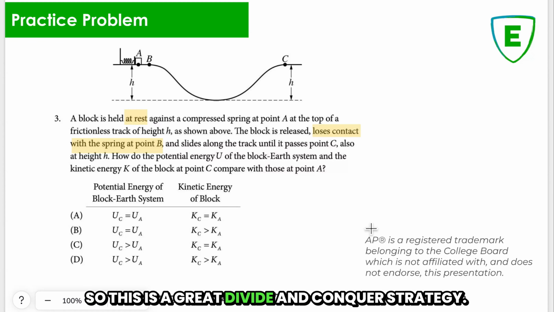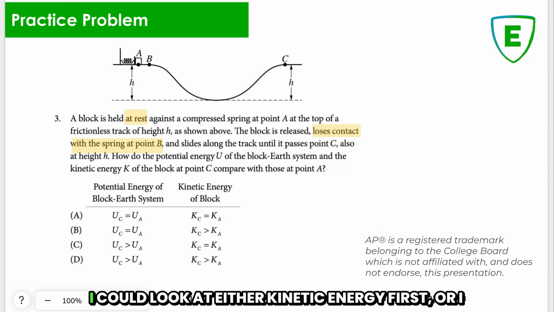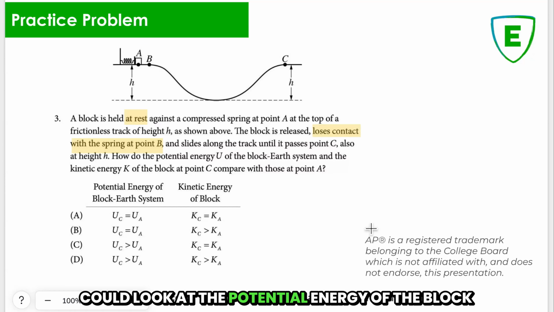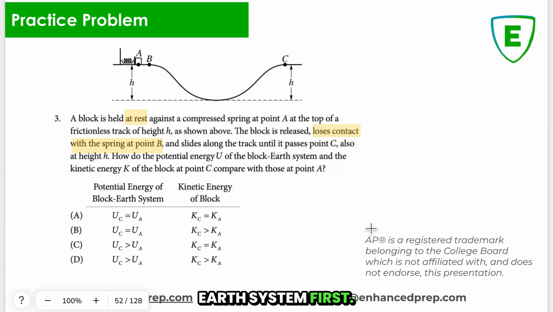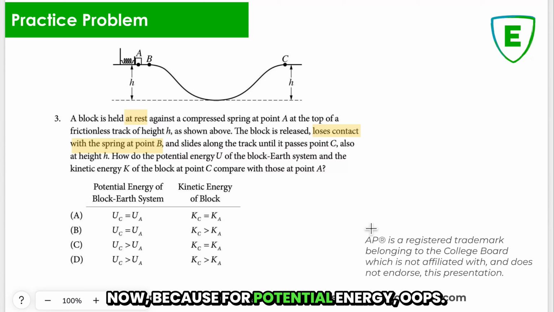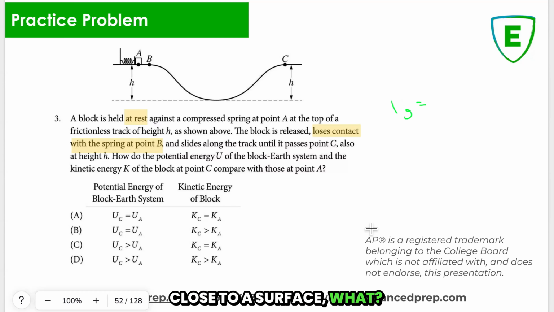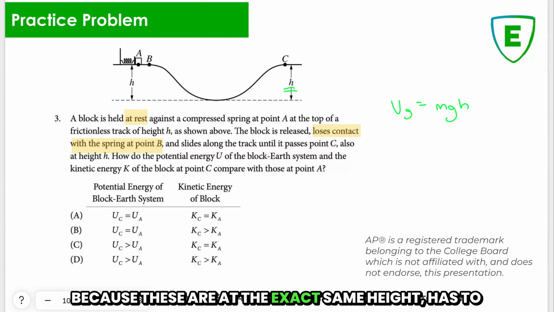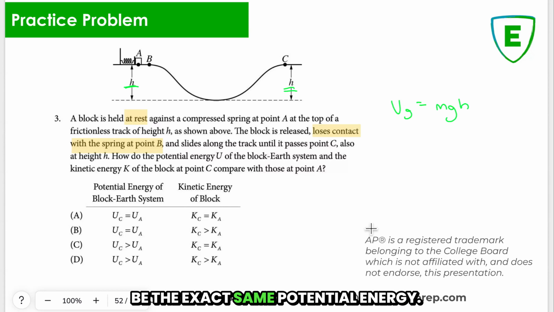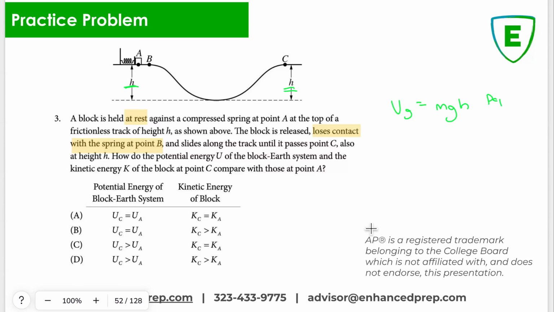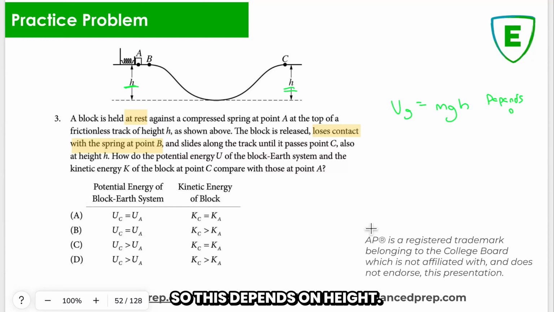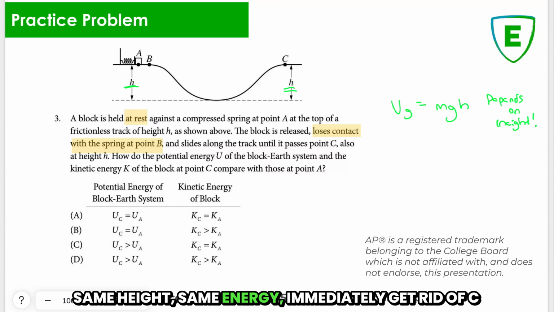So this is a great divide and conquer strategy. I could look at either the kinetic energy first, or I could look at the potential energy of the block-Earth system first. Now, potential energy close to a surface is dependent on height, mgh. Because these are at the exact same height, it has to be the exact same potential energy. So this depends on height, same energy. Immediately get rid of C and D.